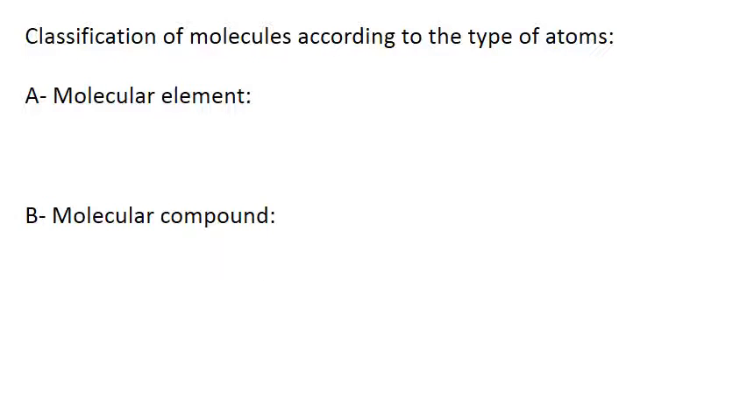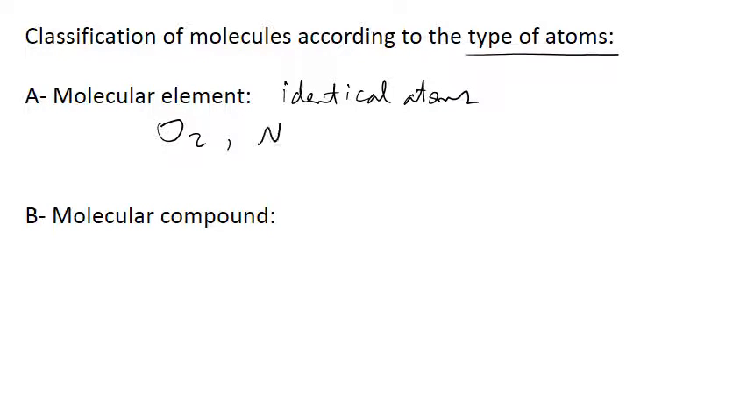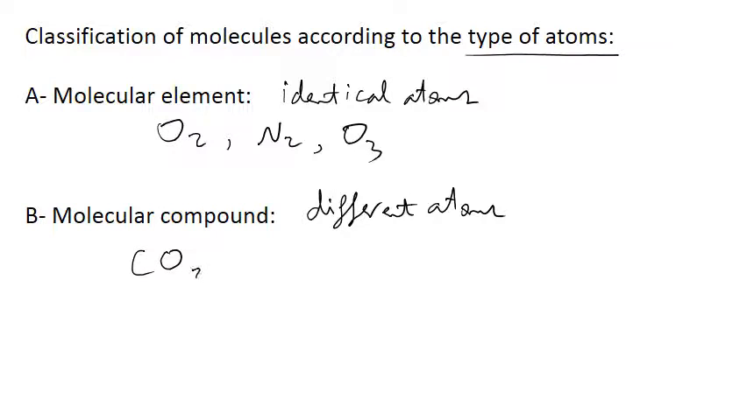Another classification for molecules is according to the type of atoms. We have the molecular element and molecular compounds. Molecular element is where we have identical atoms, so we don't care for the number. We should have identical atoms like in O2 or N2 or O3. Molecular compound, we have different atoms. We don't care for the number. So we have different atoms like in carbon dioxide, or in HCl, or CH4, or H2O, and so on.